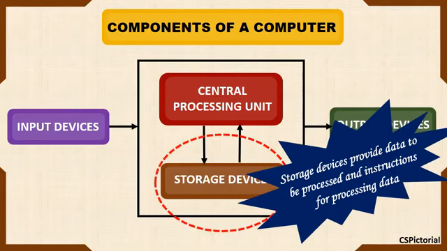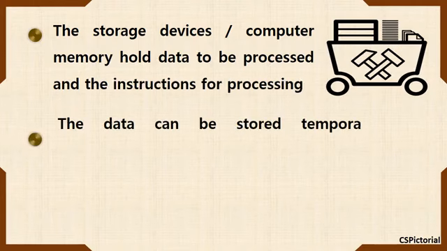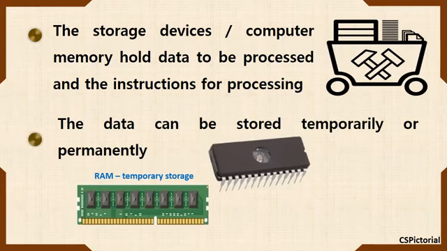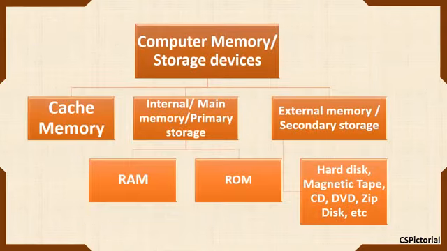The storage devices are required to provide data and instructions to the CPU. The storage devices refer to the computer memory. It holds the data and instructions. Like human memory, the computer memory could also be long-term permanent memory or short-term temporary memory. The computer memory is of three types: the fastest cache memory, the internal memory or main memory, the RAM and ROM, and the external memory, which could be hard disk, CD, DVD, etc.